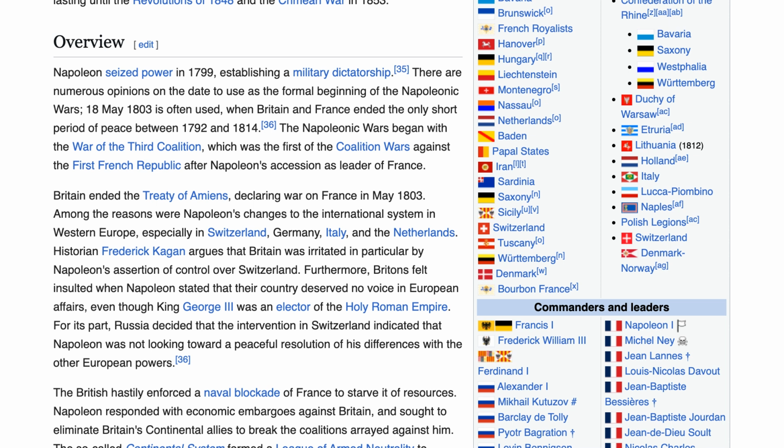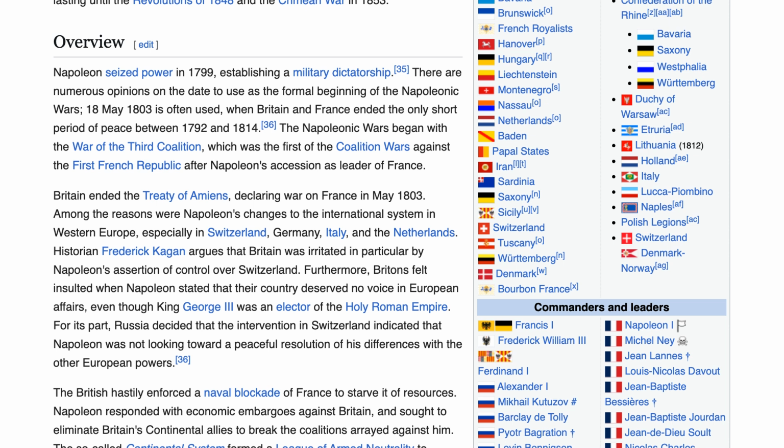There are numerous opinions on the date to use as the formal beginning of the Napoleonic Wars. The 18th of May 1803 is often used, when Britain and France ended the only short period of peace between 1792 and 1814. The Napoleonic Wars began with the War of the Third Coalition, which was the first of the coalition wars against the First French Republic after Napoleon's accession as leader of France. Britain ended the Treaty of Amiens, declaring war on France in May 1803.